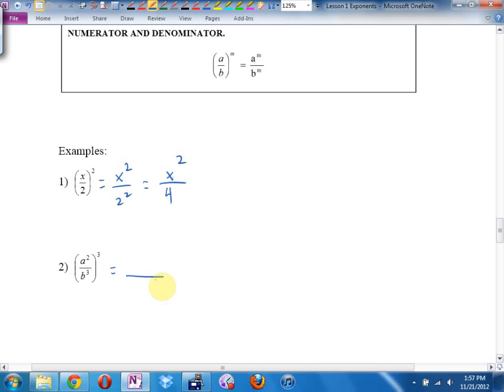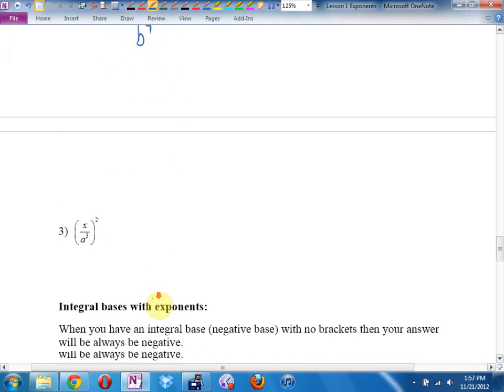What do you think here? A to the 6th, I totally agree, Ty. What else? B to the 9th. Yep. This is kind of fun, Mr. Duick. Yeah, turn the page.